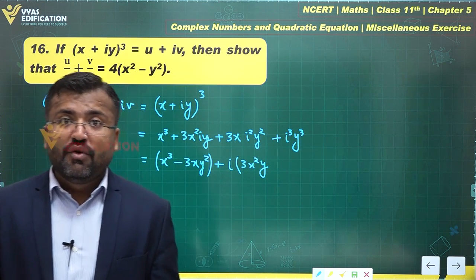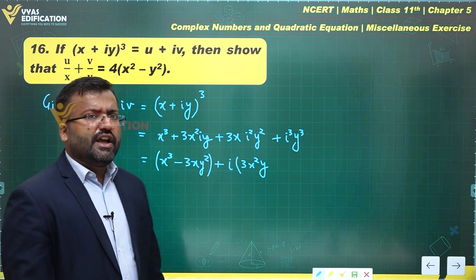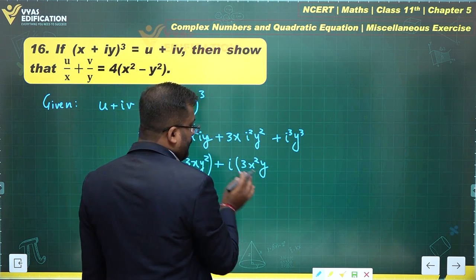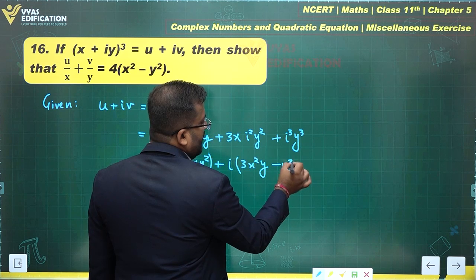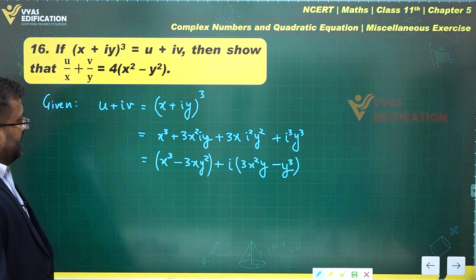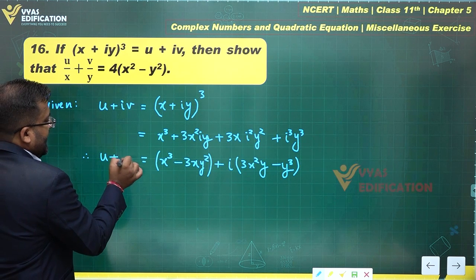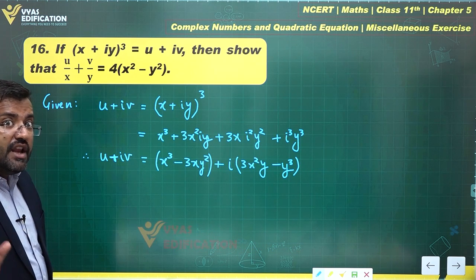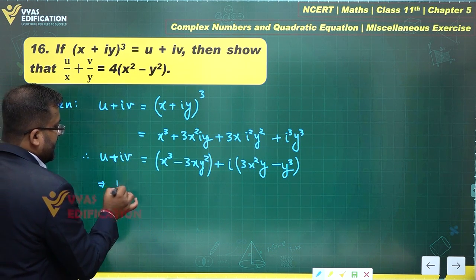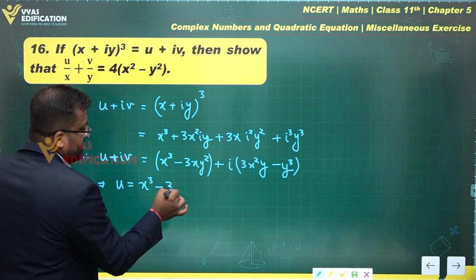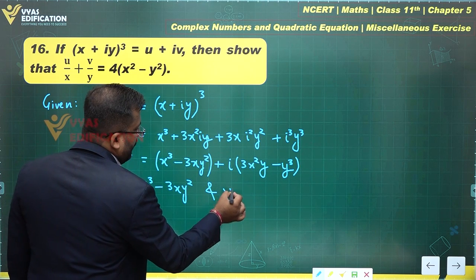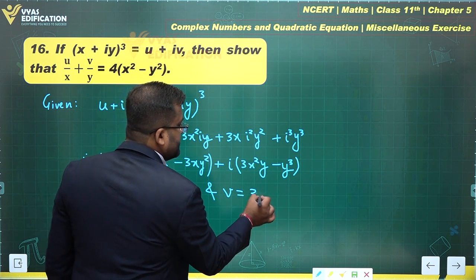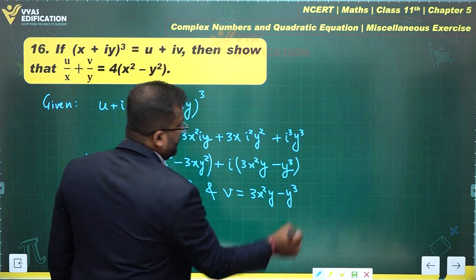There's an i³ over there. And what can we say about i³? i³ is actually i² times i. i² is minus 1, yes. So this is minus y³. i is already taken out common. This becomes minus y³ over here, right? So therefore u + iv is actually equal to this. On comparison of real parts and imaginary parts, we get u = x³ − 3xy², and v = 3x²y − y³. This is what we have.